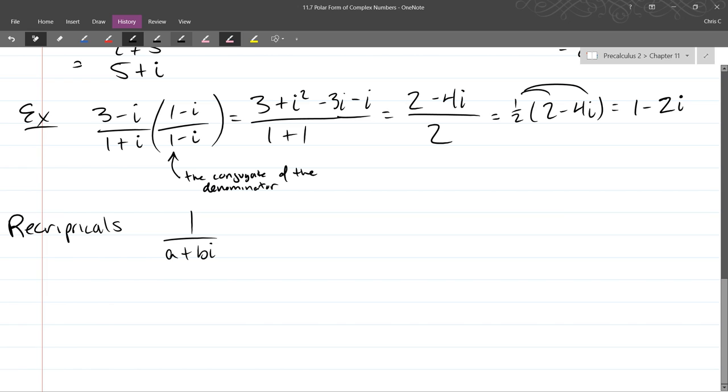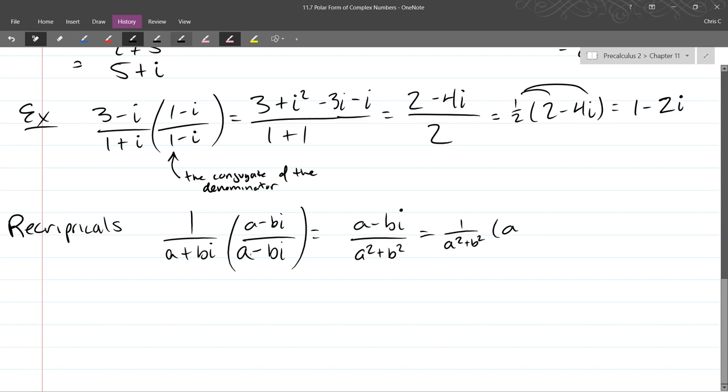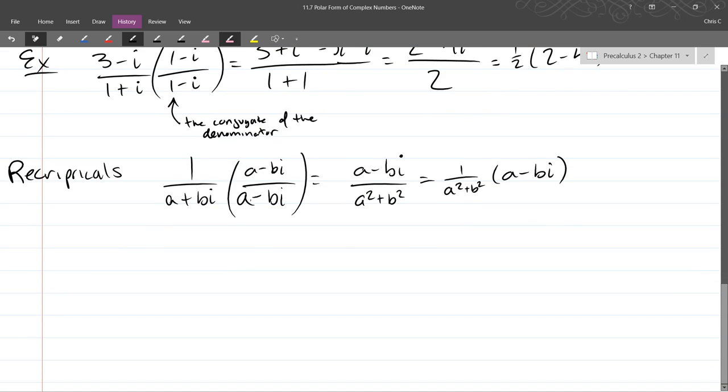All right, reciprocals: 1 over a plus bi. To reciprocate it, I'm going to multiply by the conjugate. Which, of course, you could write like this. So reciprocals are basically the conjugate divided by a number. That's how reciprocals work right there. They're quite a bit more involved than the ones in real numbers. Real numbers, you just flip it over. There's not much else going on in real numbers. There's basically no bi in real numbers.